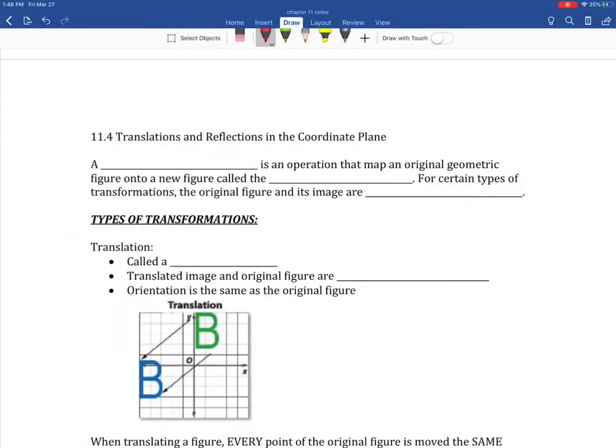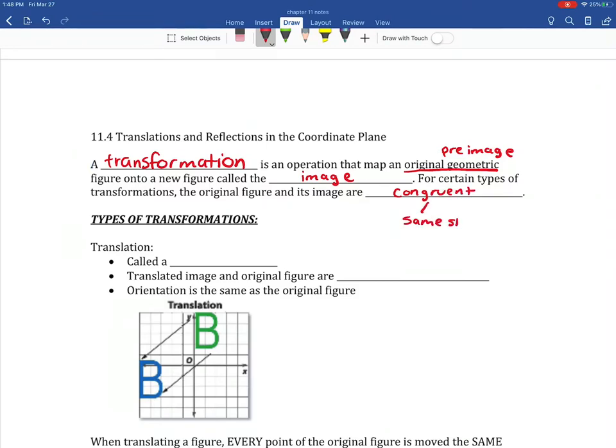Alright, welcome to Chapter 11, Section 4, Translations and Reflections in the Coordinate Plane. A transformation is an operation that's going to map an original geometric figure, sometimes called the preimage, onto a new figure called the image. For certain types of transformations, the original figure and its image are congruent.